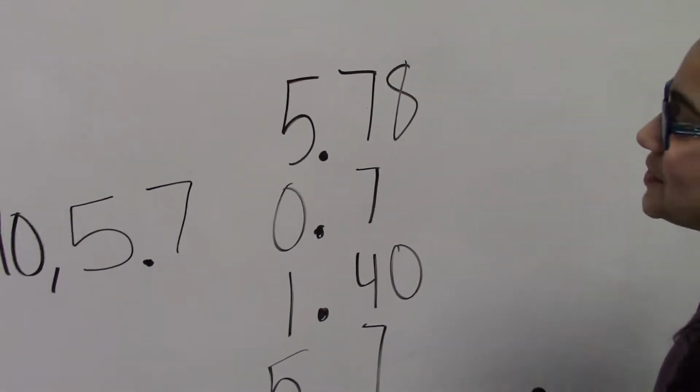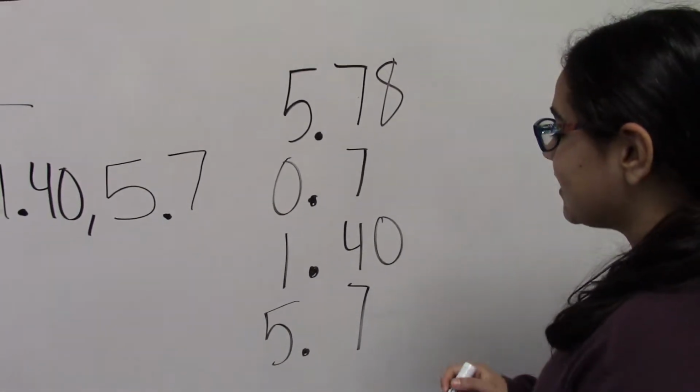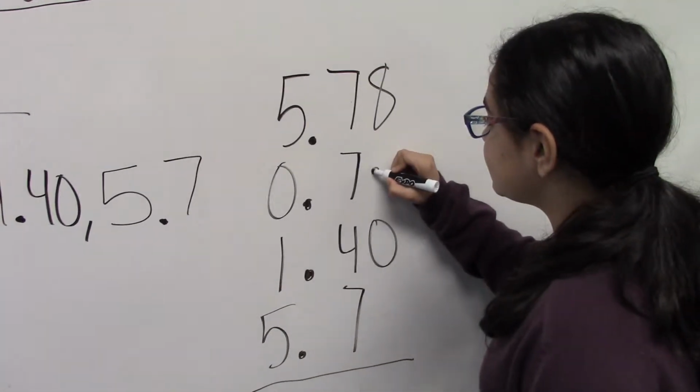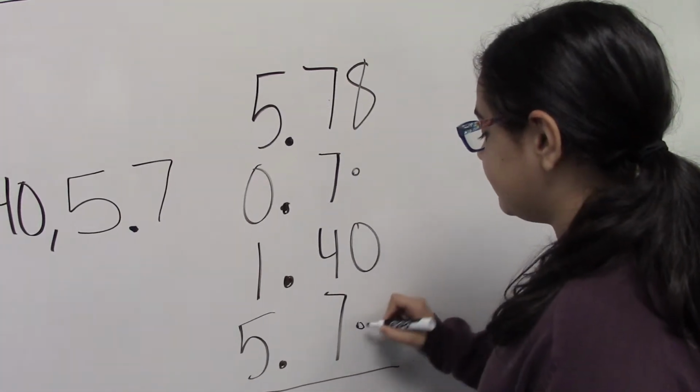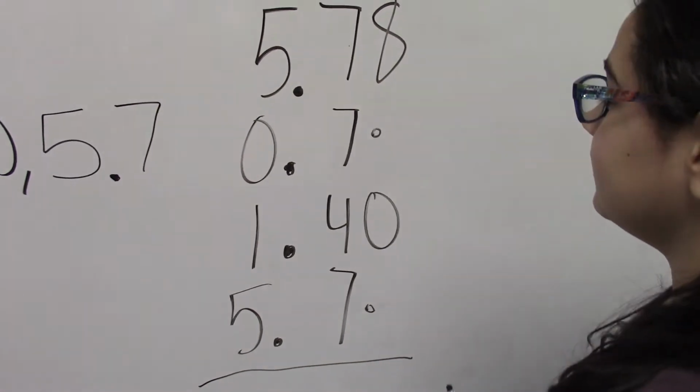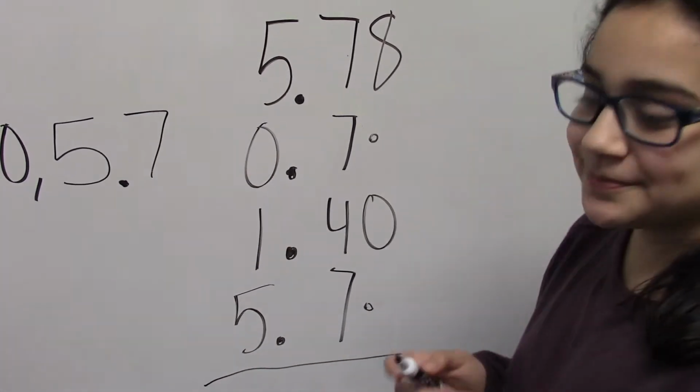The next thing you do to make sure all the decimals have the same amount of digits is you add zeros to the ends of the decimals that don't have the same digits. This will not change the value.